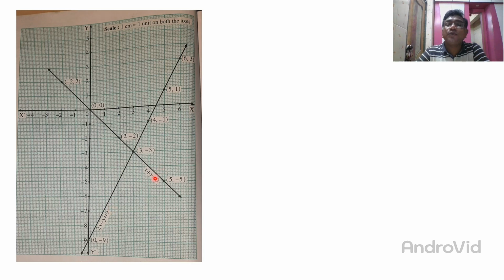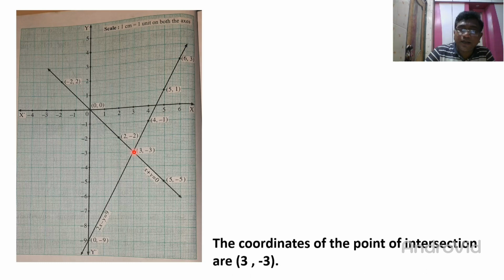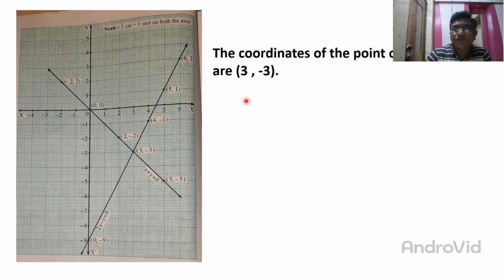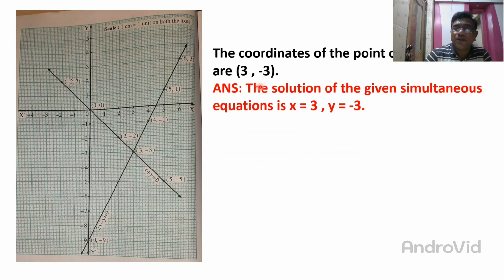So x plus y is equal to 0 and 2x minus y is equal to 9, those two lines intersect here. So at that intersection point you are getting 3 and -3. So x is equal to 3 and y is equal to -3. So you are getting the answer: x coordinate is 3 and y coordinate is -3. So that is the answer.